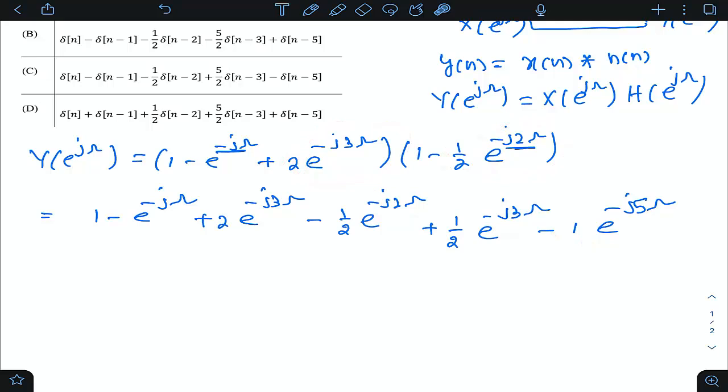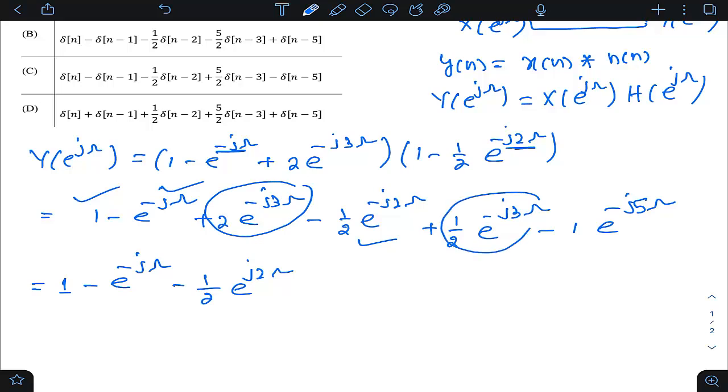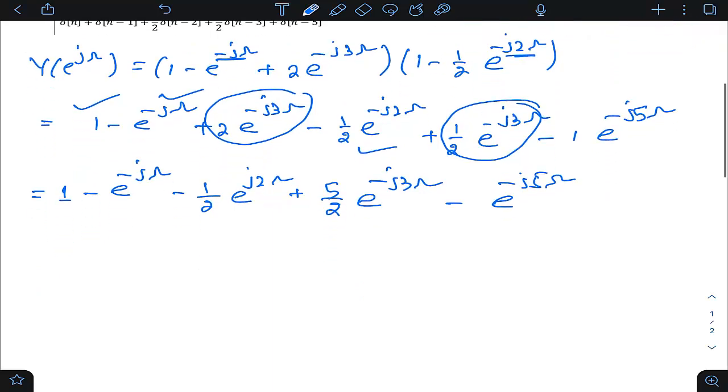So if you simplify this further, this is 1 minus e raised to power minus j omega. So I have considered this and this. Then this one, so it is minus half into e raised to power minus j2 omega. Then I can club this and this together. So 2 plus half is 5 by 2, 2.5 is 5 by 2 into e raised to power minus j3 omega. Then minus e raised to power minus j5 omega. So this is what we are getting.